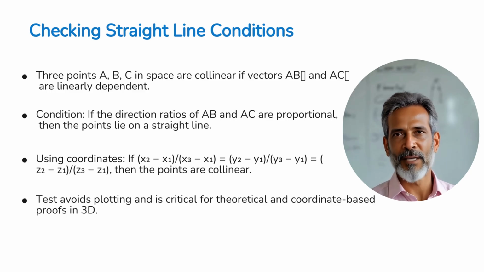Using coordinates, this means the ratio of x2 minus x1 to x3 minus x1 equals the ratio of y2 minus y1 to y3 minus y1, and also equals the ratio of z2 minus z1 to z3 minus z1. Put plainly, if all 3 of these fractions are equal, then points A, B, and C lie on the same straight line. This check avoids the need to plot points and is critical for theoretical proofs and coordinate-based geometry problems in 3 dimensions. Shabash!